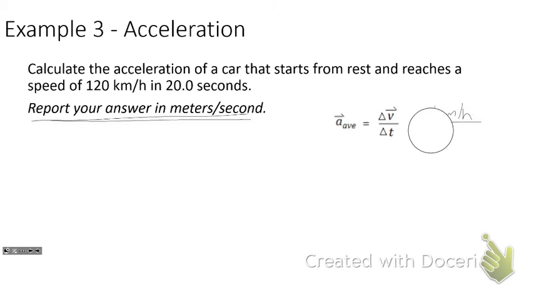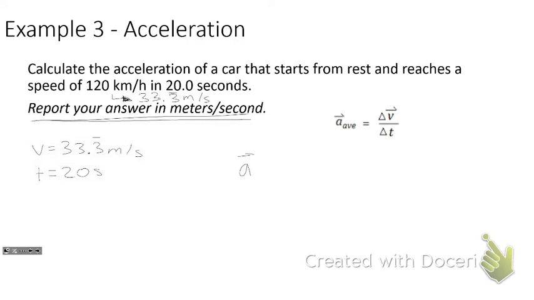We don't really like those units for acceleration. So we need to change this kilometers per hour to meters per second. And the way that we do that is dividing by 3.6. So if you divide by 3.6, you get 33.3 repeating meters per second. Okay, so now we have our velocity in the right units, meters per second. And we also know our time is 20 seconds. We can go ahead and find our acceleration using this formula here.